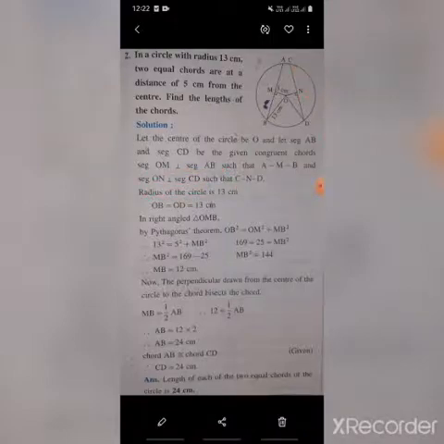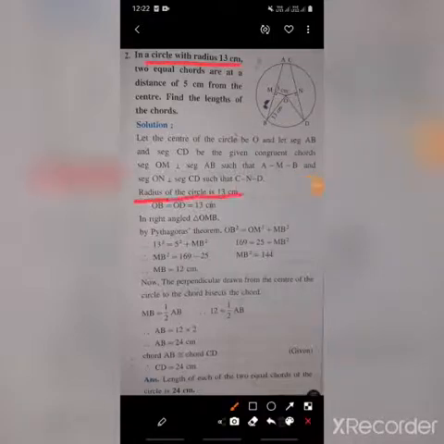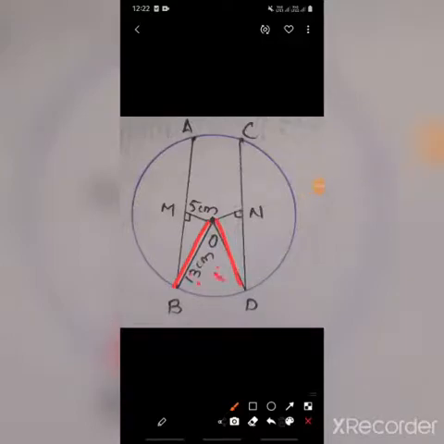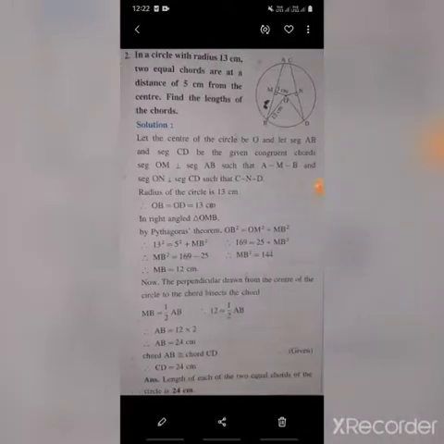Okay, the radius of the circle is 13 centimeter, which is given here. OB and OD are equal to 13 centimeter. Here you can see clearly, OB and OD are 13 centimeter. This one is also 13 and this one is also 13 centimeter.